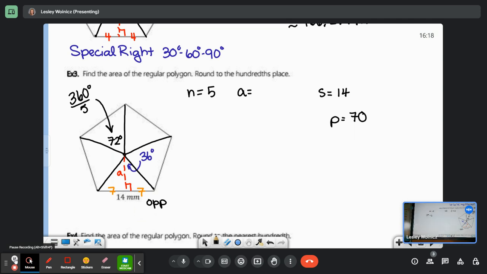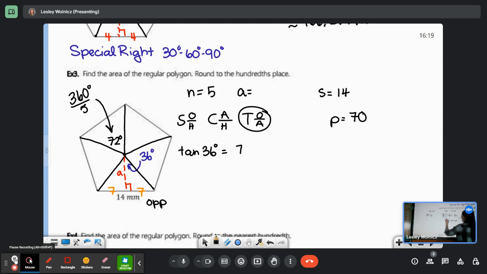SOHCAHTOA. Yeah, TOA, which is tangent. Okay, so we're going to use this one. So the tangent of 36 degrees equals the opposite, which is 7, divided by the apothem, which is also the adjacent.